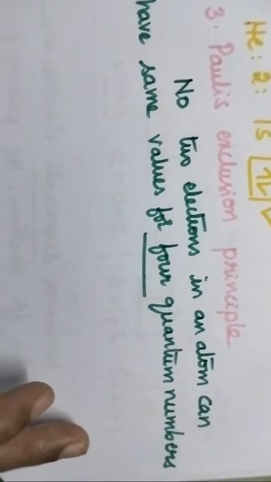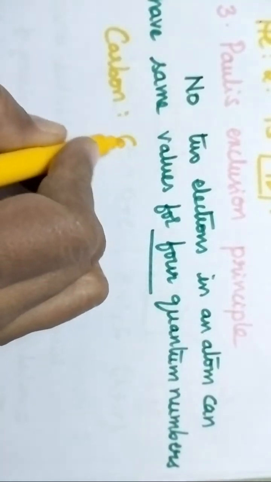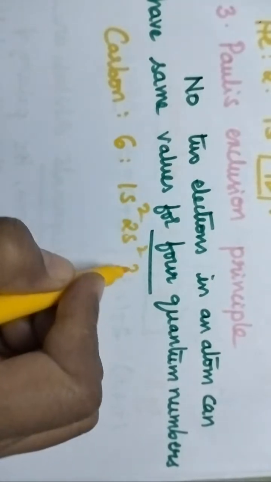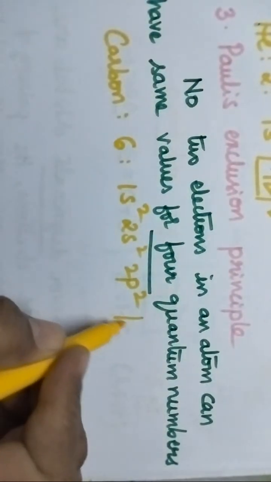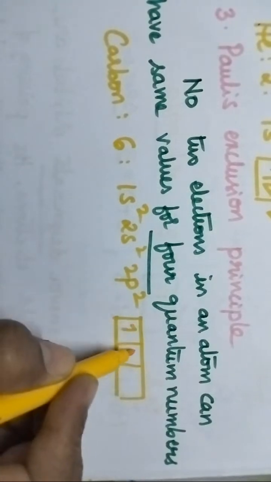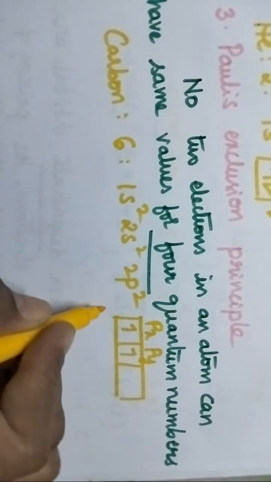Let us consider one best example, that is carbon. What is the atomic number of carbon? 6. What is its configuration? 1s2, 2s2, 2p2. Coming to the detailed configuration of the last orbital, px1, py1. So the magnetic quantum number values are different: -1, 0, 1.